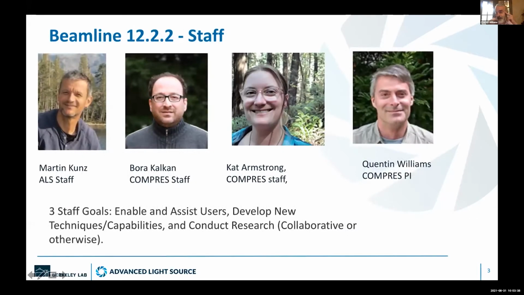The most important part of any beamline, other than the beam perhaps, is of course the staff. I want to emphasize that we have an absolutely first-tier and superb staff there. Martin Kunz, as I mentioned, will talk later today. We have Bora Kalkan, a long-term veteran of ALS, who's an expert on amorphous scattering, among other techniques. We recently hired Kat Armstrong, who did a PhD at the University of Bayreuth and spent some time at UC Davis, as our newest addition to our staff. Our three staff goals are well-defined: enable and assist users, develop new techniques and capabilities, and conduct research, collaborative or otherwise. That is what actually makes our beamline run.